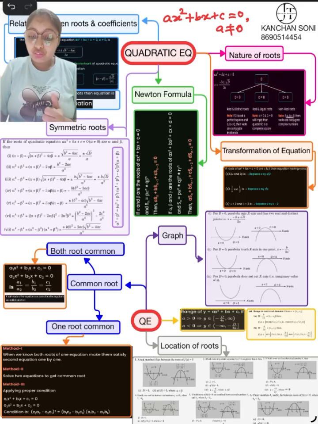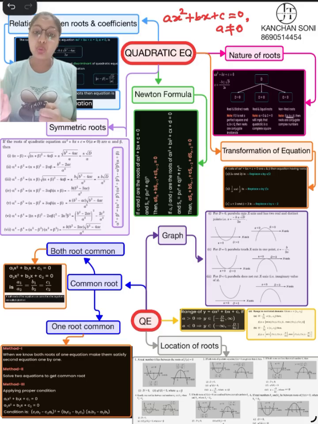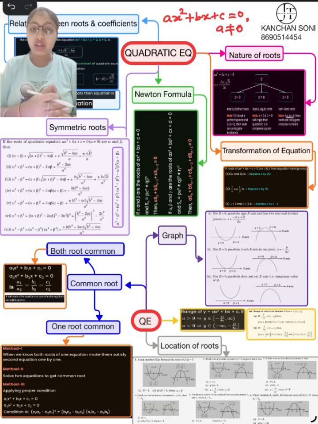Okay, after nature of roots, it comes transformation of equation. Transformation of equation means, suppose I give you the quadratic equation ax square plus bx plus c equal to 0, and I say alpha and beta are the roots. Now you have to tell me a new equation whose roots are 2 alpha and 2 beta. So how will we do it?